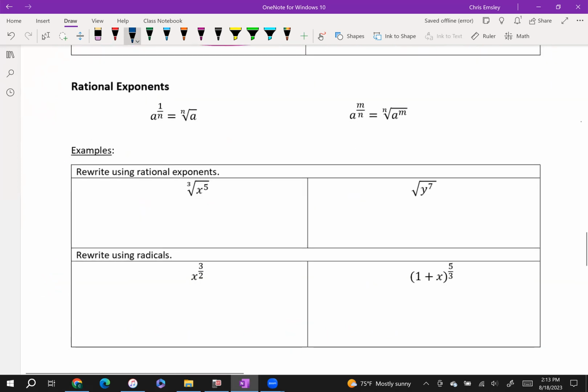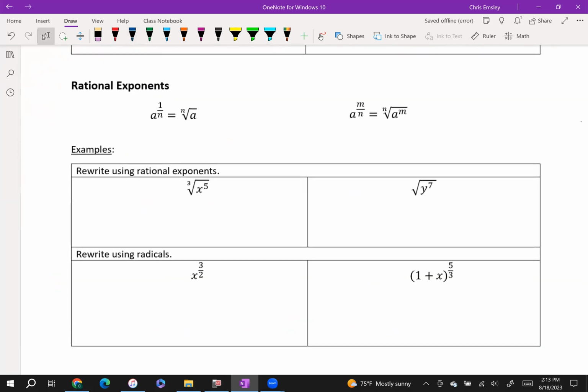One other thing to talk about in this section are rational exponents. Rational basically means fraction. So a rational exponent is an exponent that's a fraction. And the thing you need to keep in mind are these two definitions right here. A fraction exponent is the same as a radical. It's just two different ways to write the exact same thing.